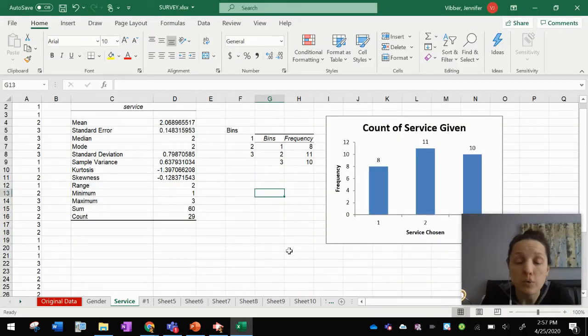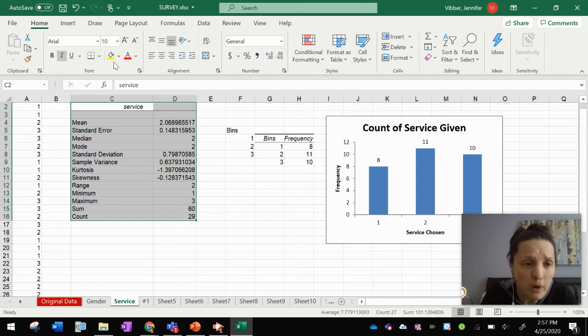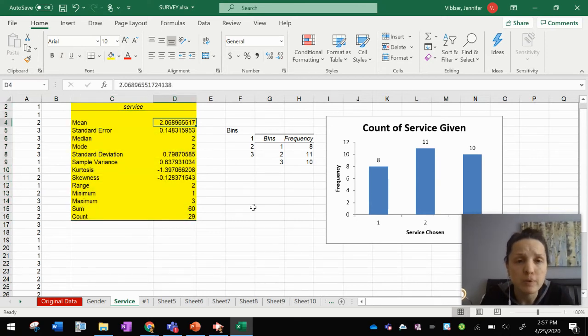Okay, so there is more information on your screen. When I did my descriptive statistics, what I found was that the average of the service performed was 2. Well, now that I have 3 choices, having an average of 2 might mean there's a whole bunch of 2s and then a couple 3s, or a whole bunch of 1s and a whole bunch of 3s and no 2s. The average here, not that helpful.